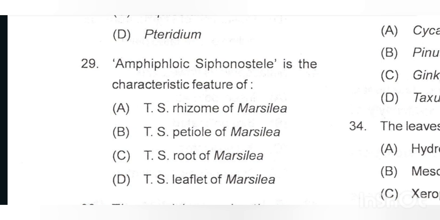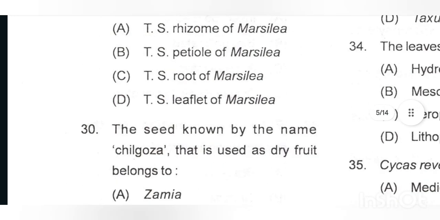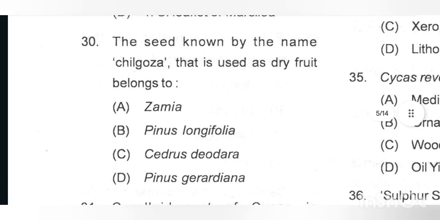Amphiphloic siphonostele is the characteristic feature of, remember this is present in the TS of the rhizome of Marsilea. What is amphiphloic siphonostele? Here the xylem layer is surrounded by outer phloem and inner phloem. Then question number 30, the seed known by the name chilgoza that is used as dry fruit belongs to Pinus gerardiana. Okay, so chilgoza pine is Pinus gerardiana. Similarly, blue pine is Pinus wallichiana.